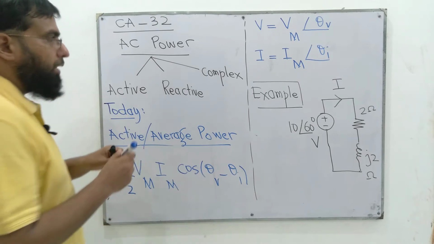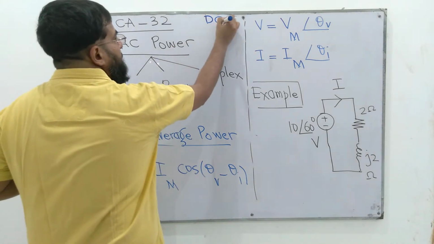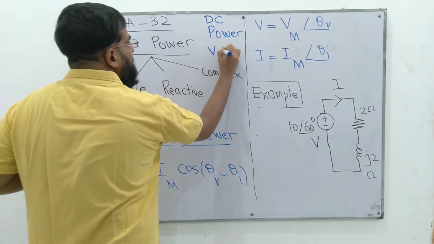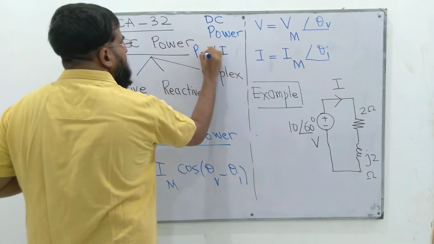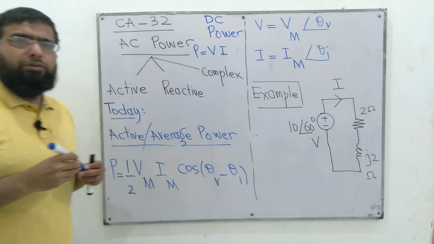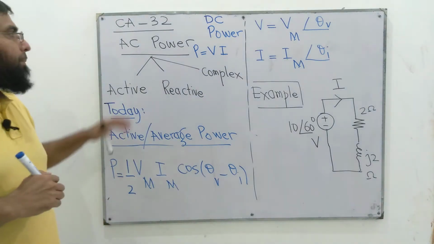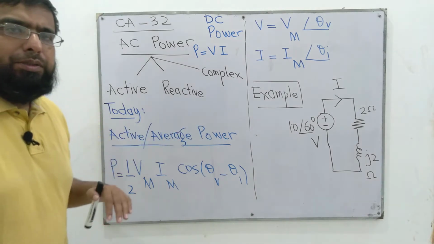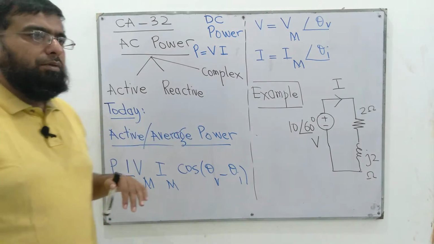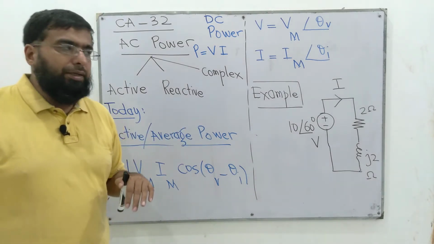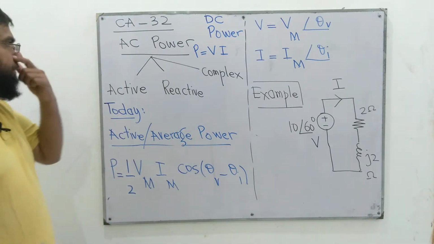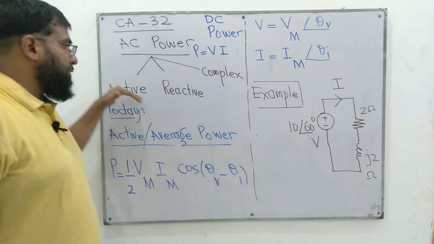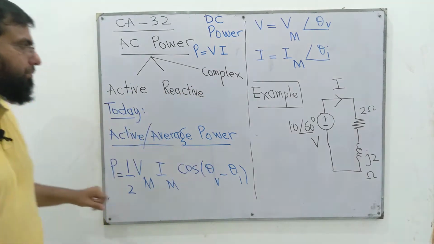Before this, in our earlier course, we have studied about DC power, which we write as P, and it is the product of V multiplied by I. But here in AC, we have three different types of power because there is a concept of phase lead and phase lag between voltages and currents. So due to this phase lead and phase lag, this power is split into three parts.